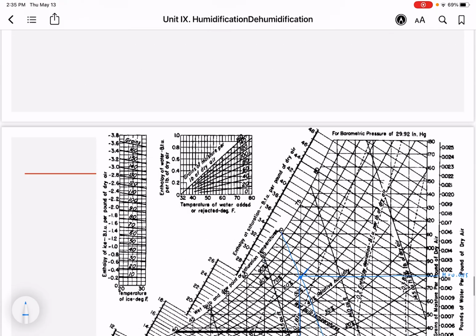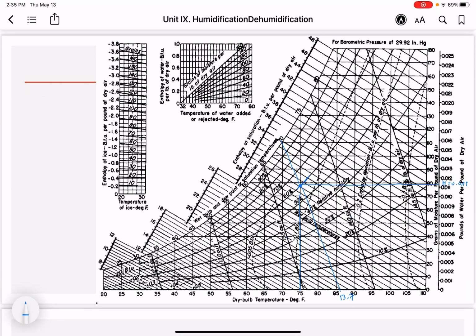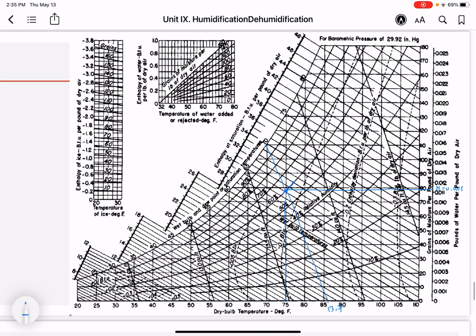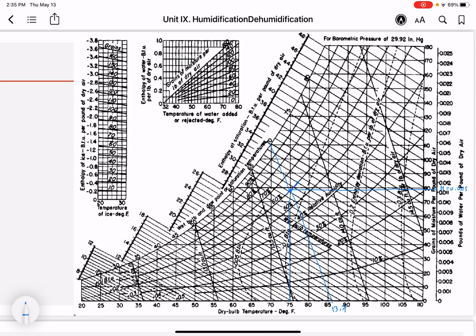So, kung ang H natin here at 0.75, where is that? This is 0.75. Ano yung enthalpy? This portion here. So, nasa 30. Take note. This is the enthalpy at 75 degrees. 30.